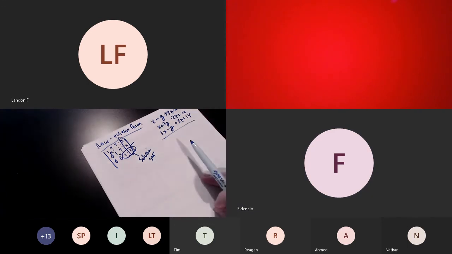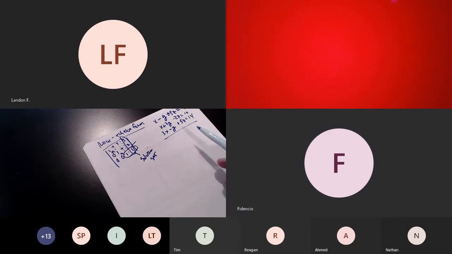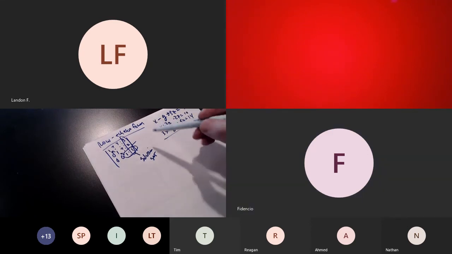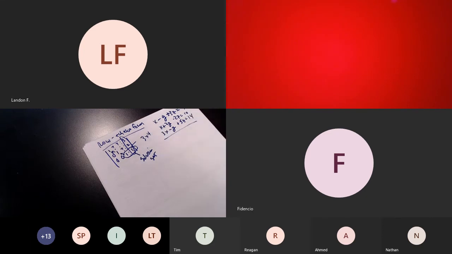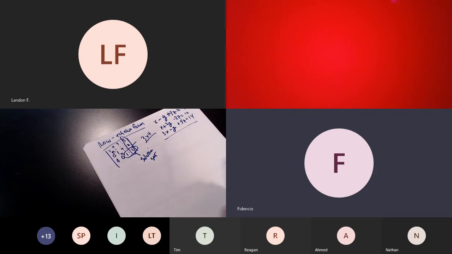So anyway, all right. How would I convert this? So this is 3 rows. This is a 3 by 4 matrix. Can you write the augmented matrix?